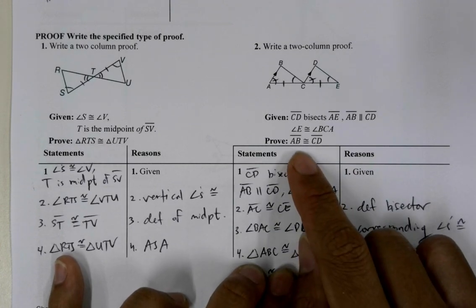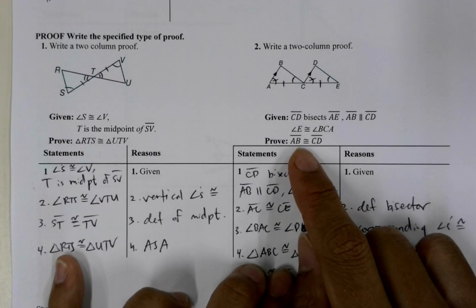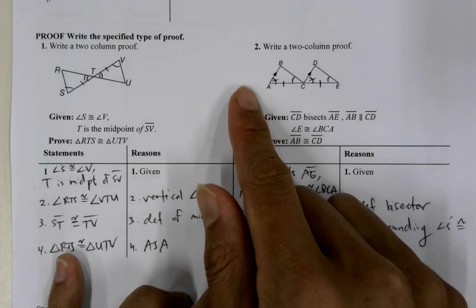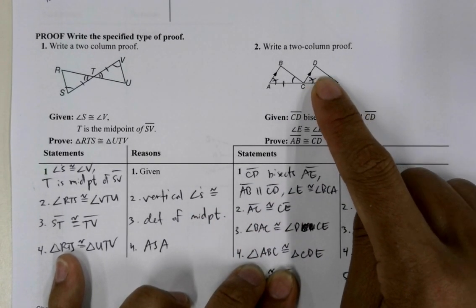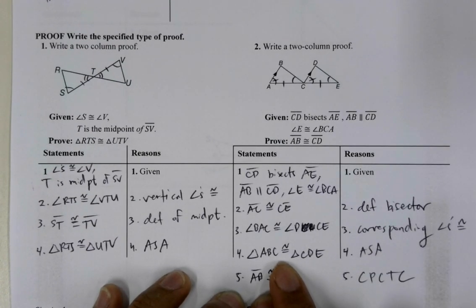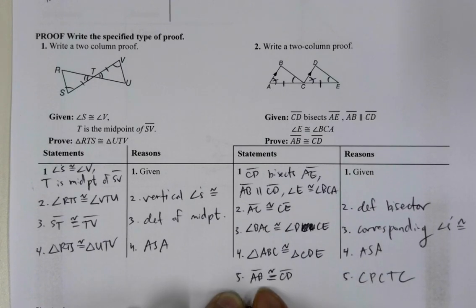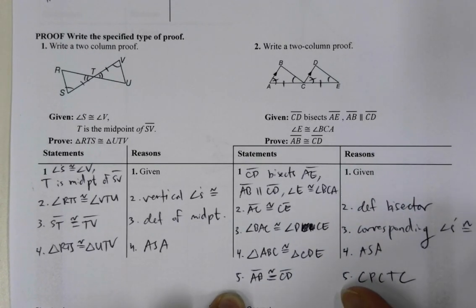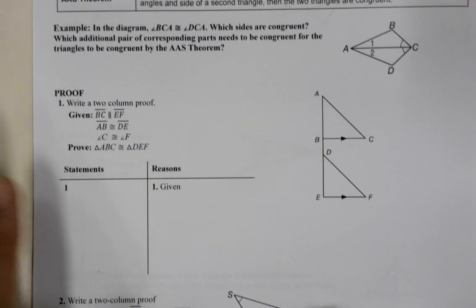But then we're not asked to prove here that the two triangles are congruent. We're asked to prove that AB is congruent with CD. And we can do that because once we have that the two triangles are congruent, well then because of corresponding parts of corresponding triangles are congruent, we can say that line segment AB is congruent with line segment CD. So let's go ahead and move on to the next page.